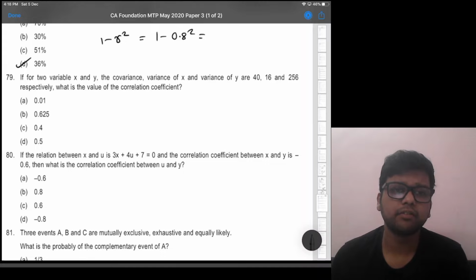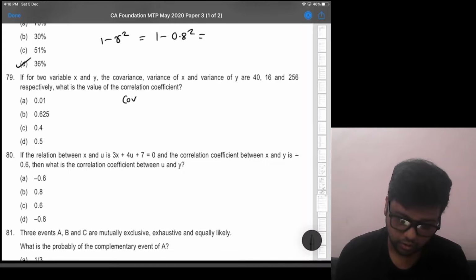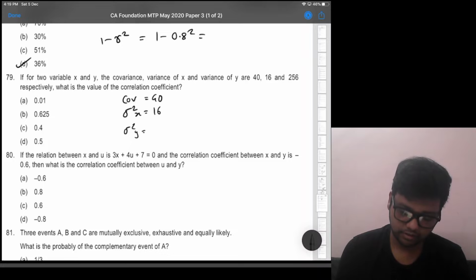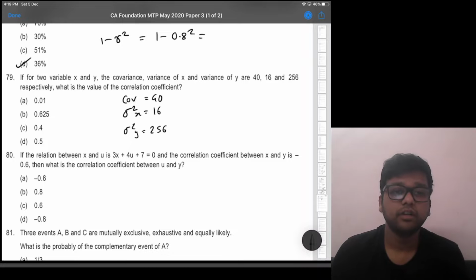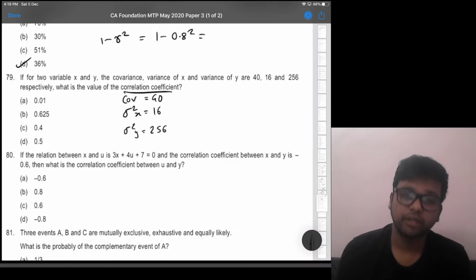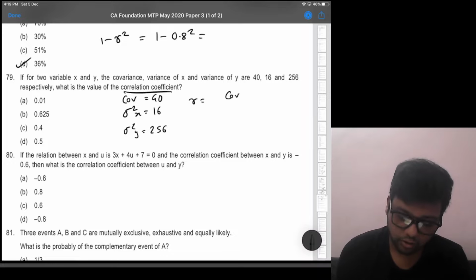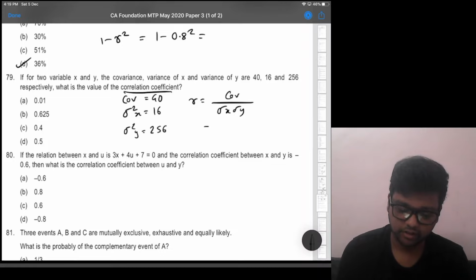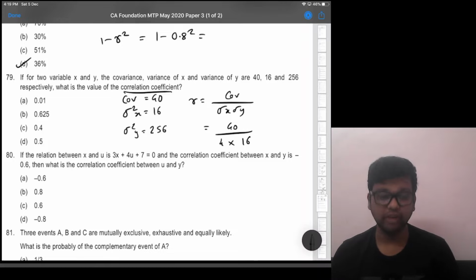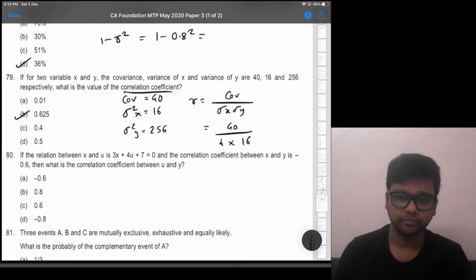If for two variables x and y, covariance, variance of x and variance of y, okay, let's write it. Covariance is 40, sigma square x is 16, sigma square y is 256. Then what is correlation coefficient? We have a formula of correlation coefficient, covariance of xy upon sigma x sigma y. So it will be 40 upon root 16, that is 4, into root 256, that is 16. So what is 40 by 4 by 16? 0.625. Option B will be the correct answer.